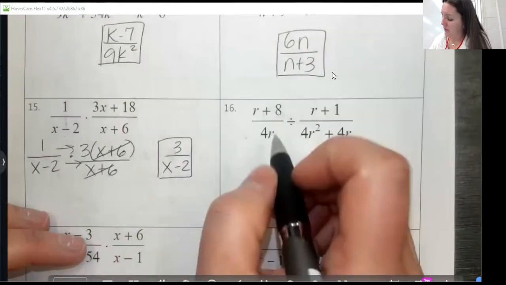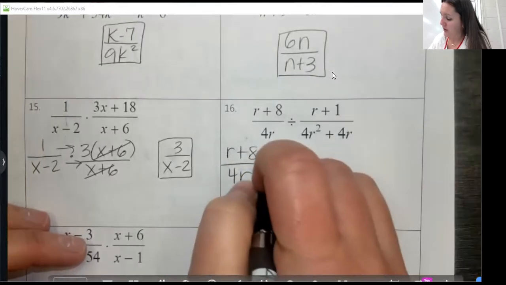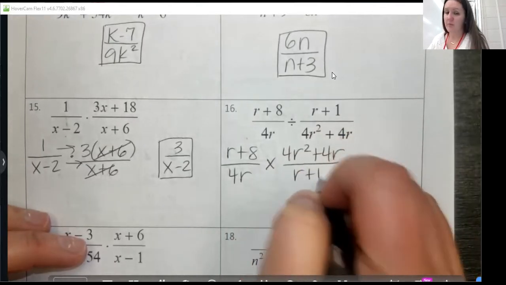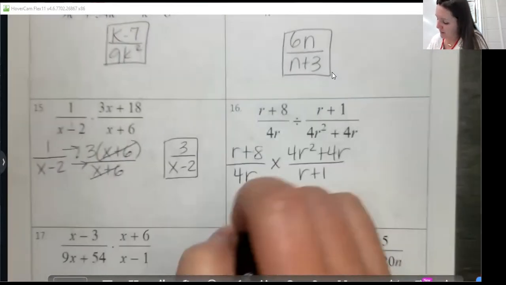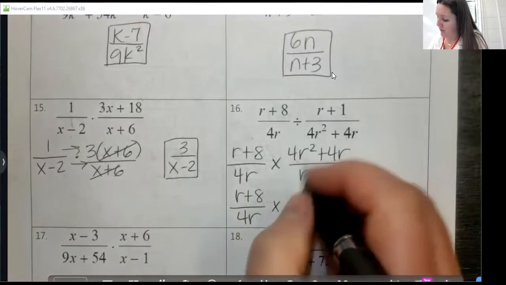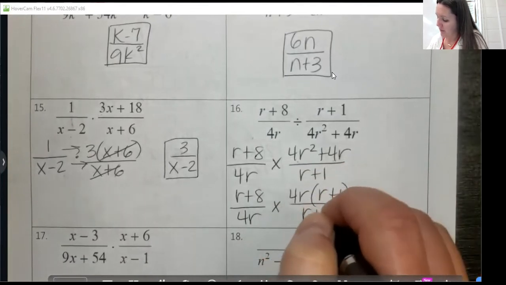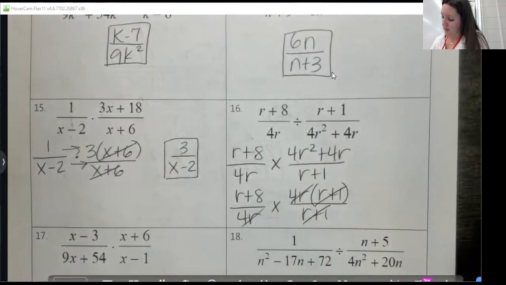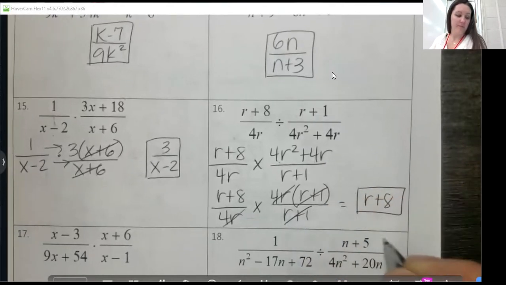So we're multiplying by the reciprocal of the second number. So we have times 4r squared plus 4r divided by r plus 1. You can factor at the same time as flipping. You don't have to do it in so many steps like I am. So we have 4r. I know I can factor out a 4r here. And we have r plus 1. That's nice. R plus 1. You can already see that these are matching. Those are matching. I have nothing on the bottom, which means it's a 1 over 1 just as itself. And we have an r plus 8 on the top, so you can leave it like that.